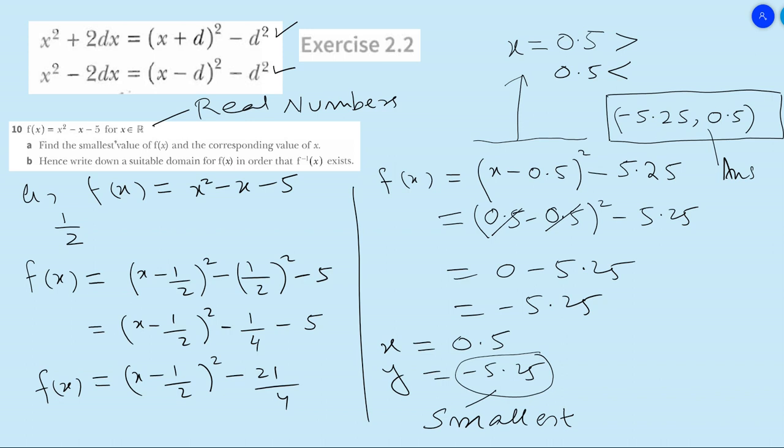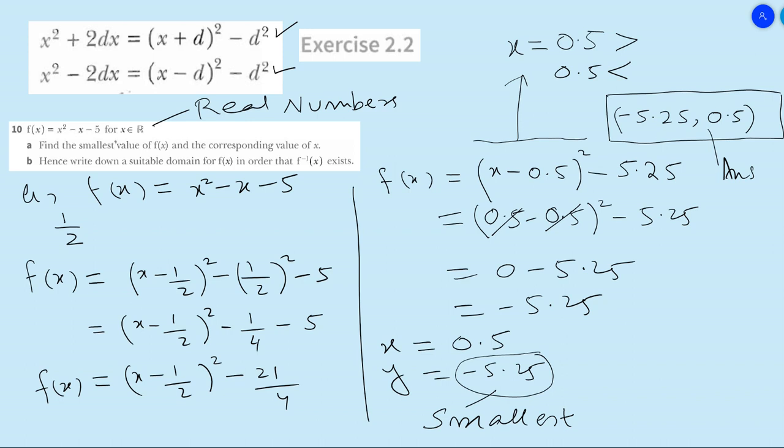Very important part according to examination point of view. Okay. Now focus on part B. Hence write down a suitable domain for f(x) in order that f inverse x exists.